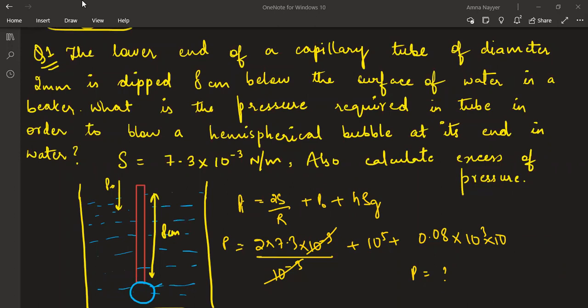Yes, around this is the answer. Some power errors are there. Just check the 10 to the powers. Otherwise, it should come out to be 1. I'll write down the answer. Almost the values are right. Just check the powers, Tarif. This much pascals will be the pressure when you solve this.